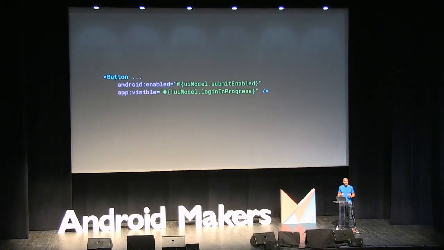For my binding, to take this state and bind it to the UI, I'm going to use the Android data binding library. I'm using it here, but I don't want to mislead you that this isn't the only way you can do this. There's many ways you can bind this state into your UI.